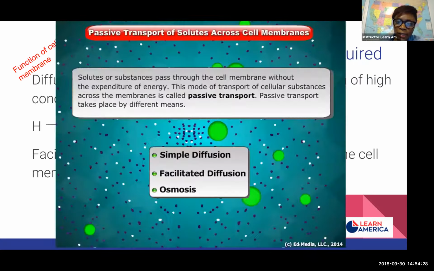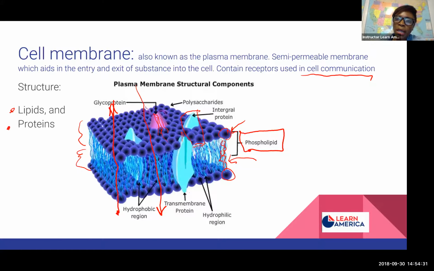I want to go back a second. Let me go back one more. That communication portion, you're also going to find receptors on the cell membrane. And these receptors are going to be involved in communication. So signals could be a hormone signal. These signals are going to be sent to the cell. It could be where a cell needs to take in a certain material or not, but the receptors found on the cell membrane are important in cell communication.